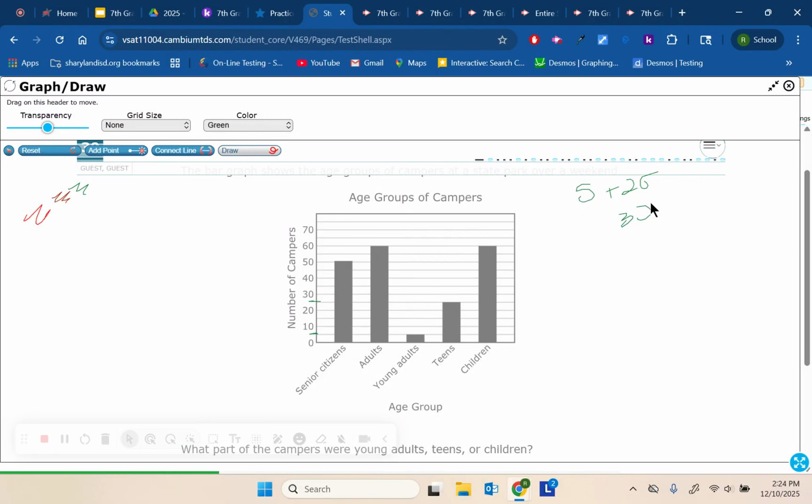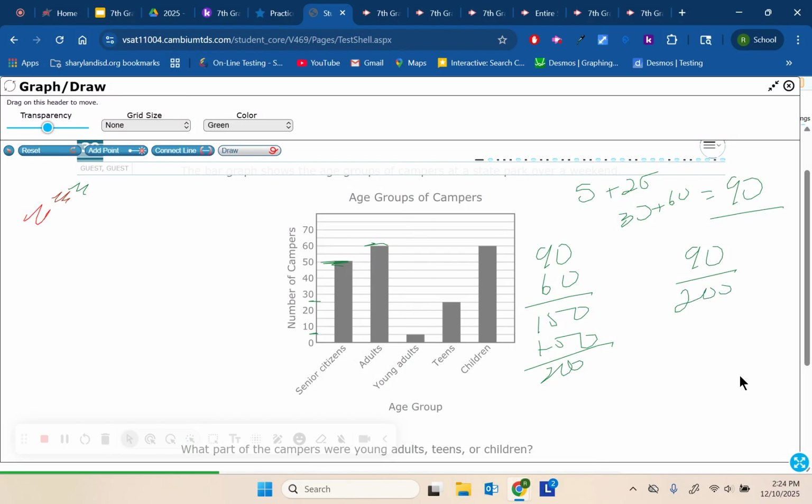Let's go across 60. That's 90 out of something. So I already got 90 here. Here's another 60. So 90 and 60 is 150. Then plus another 50. Well, that's 200. So 90 out of 200. Okay, it's a little less than half. Again, get rid of the zeros. I got 9 over 20.